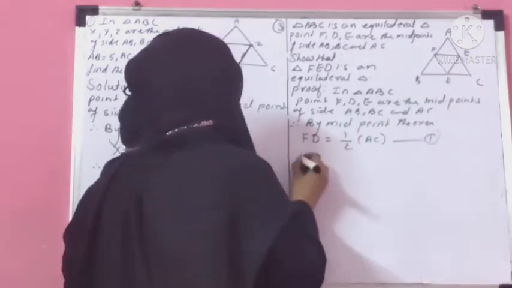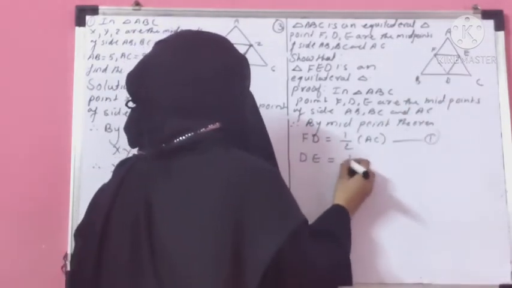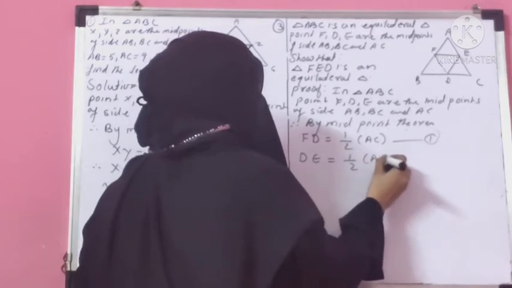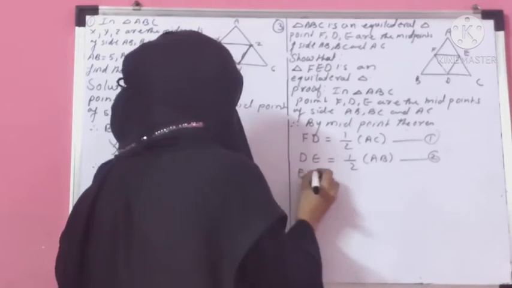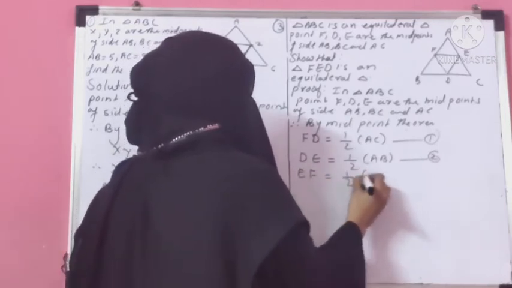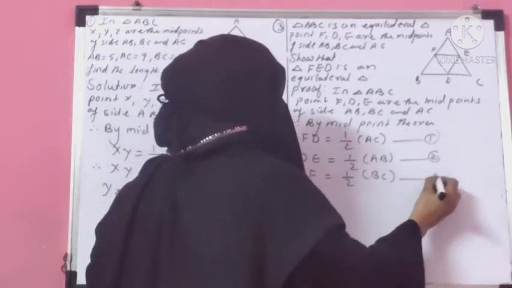And DE is half of the opposite side, that means AB. Next, EF is half of the opposite side, that means BC. Give it number 3.